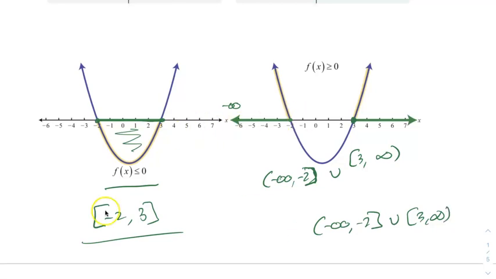That's right. So less than 0 is below the x-axis, where your graph is below the x-axis. Greater than 0 is where your graph's above the x-axis.